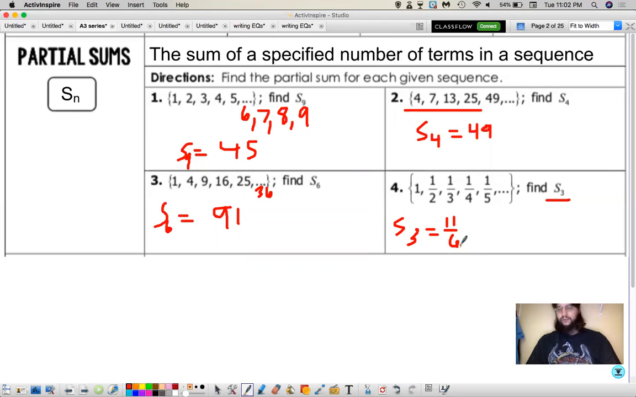Don't put it as a decimal. Don't put it as a mixed number. Improper fraction is the way to go. Same thing for everything in this class, unless it's money or measurements. Then you can use some decimals.